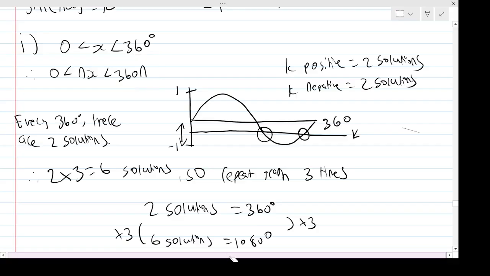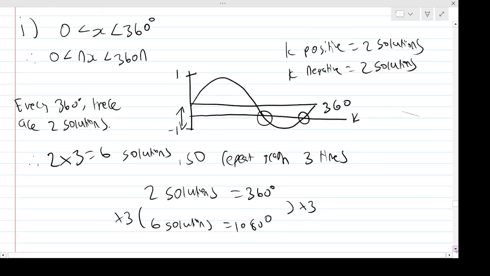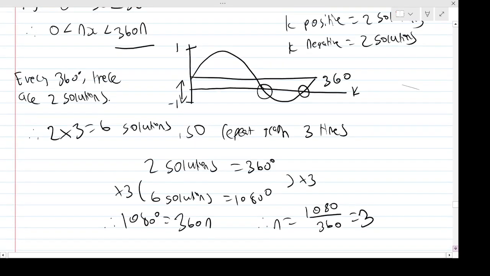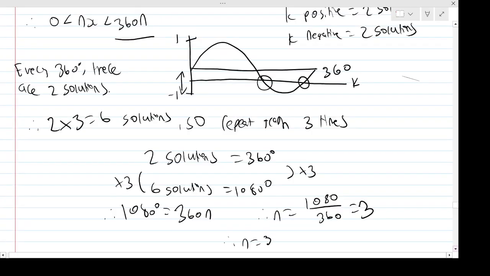Well, hang on, that means that the upper number in that interval needs to be 1080. That means 1080 has to be equal to 360n, because that is the degrees we need to extend to, to get 6 solutions here, okay? But then we just solve for n. So n is 1080 over 360, which is 3. So therefore n is 3, okay? There we are. Very tricky, that is. Very, very tricky.